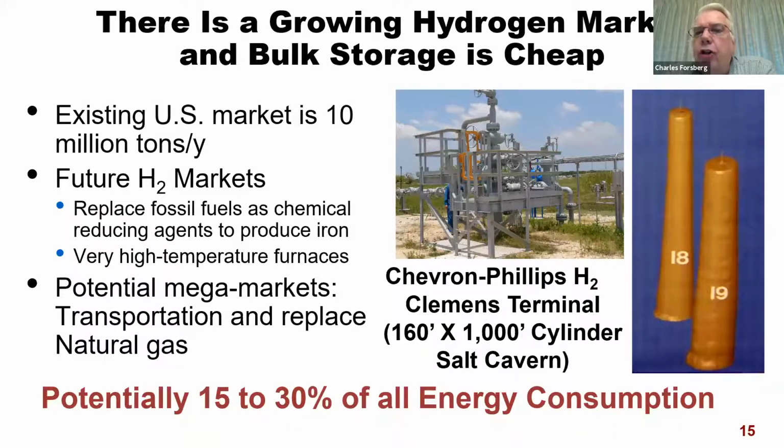The second feature about hydrogen is that bulk storage is extremely cheap, as has been demonstrated for the last 40 years in various parts of the United States. Hydrogen can be stored underground in a variety of different geologies. We show here a picture of hydrogen storage in salt caverns in Texas. And you can see the surface facility on the left and a schematic of what those underground caverns look like at the right. Now, depending upon which scenario you believe in or which hydrogen future you think might happen, potentially 15 to 30% of all energy consumption could be in the form of hydrogen for a wide variety of applications.